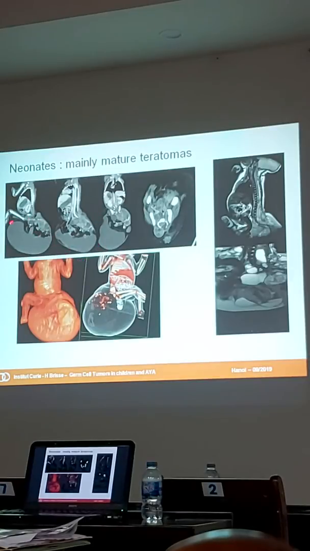So you can see a huge mass containing some cystic areas, some fat. All this is fat, and solid nodules. And here you can see also that the tumor is focused on the sacrococcygeal area, and it also invades the pelvis and also the spinal canal. So it's a very typical case. These cases usually are diagnosed prenatally and they are operated at birth.